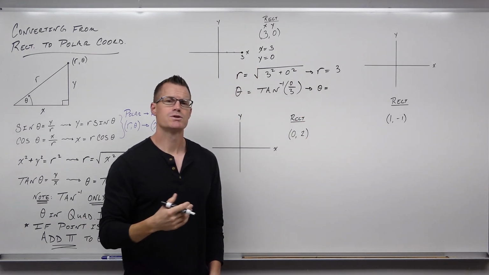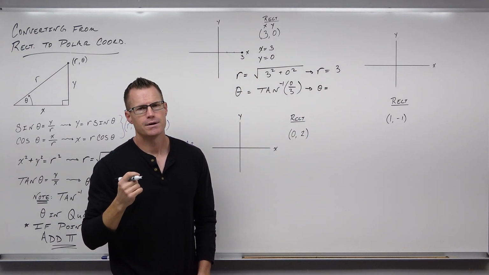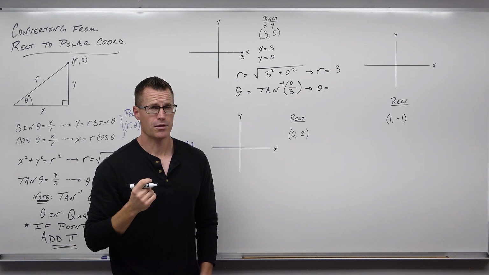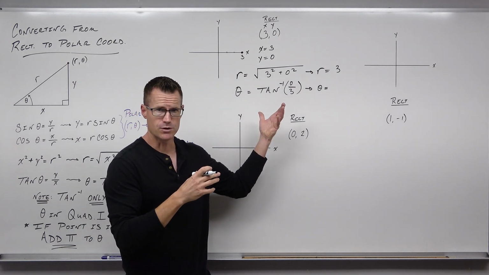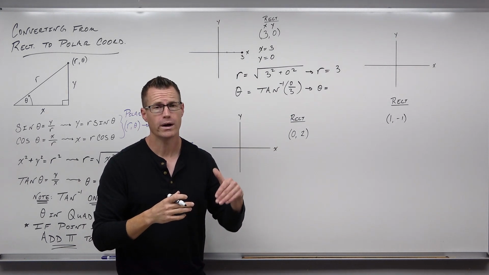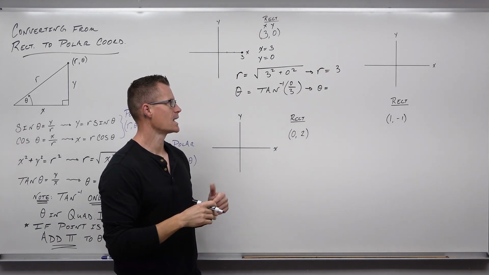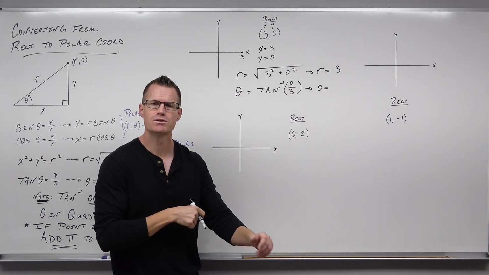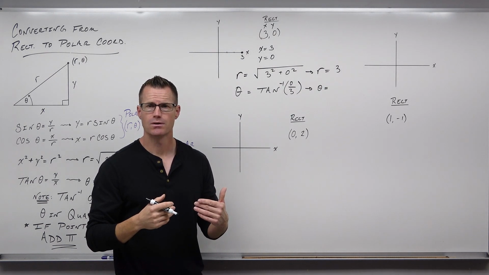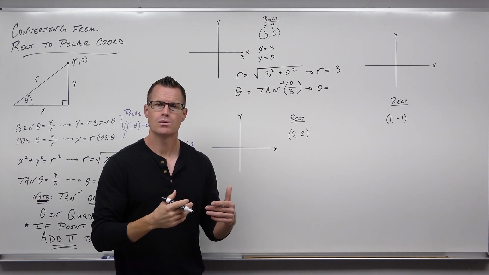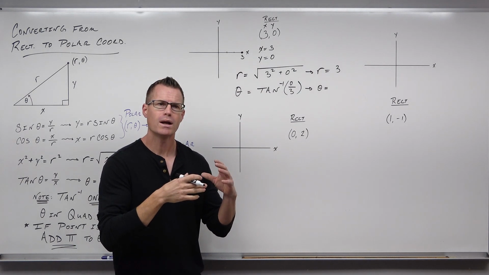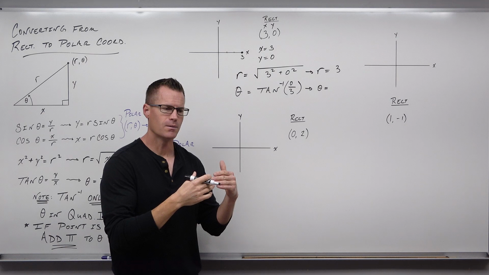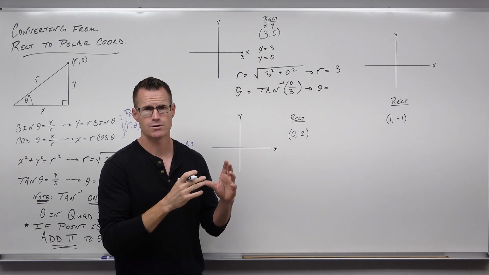So tangent inverse of 0 over 3. There's two things that are really important to think about. Number one, what the inverse really is, and number two, where it is. So we're thinking tangent inverse of 0 over 3, that's tangent inverse of 0. Tangent inverse of 0 is 0. So what this says is what angle gives you a y to x relationship of 0 for tangent.